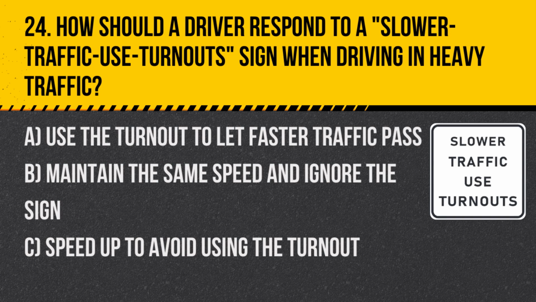Question 24. How should a driver respond to a slower traffic use turnout sign when driving in heavy traffic? A. Use the turnout to let faster traffic pass. B. Maintain the same speed and ignore the sign. C. Speed up to avoid using the turnout. Answer: A. Use the turnout to let faster traffic pass. This helps keep traffic moving smoothly.